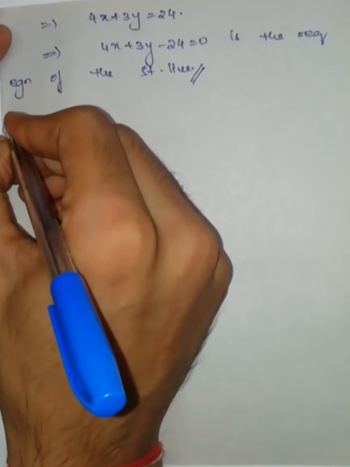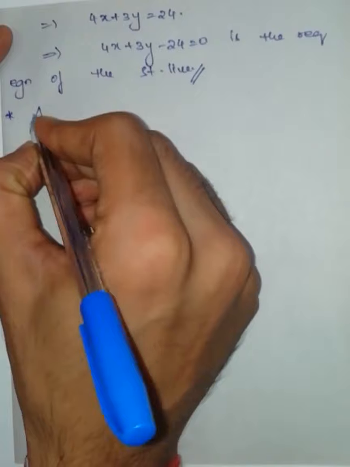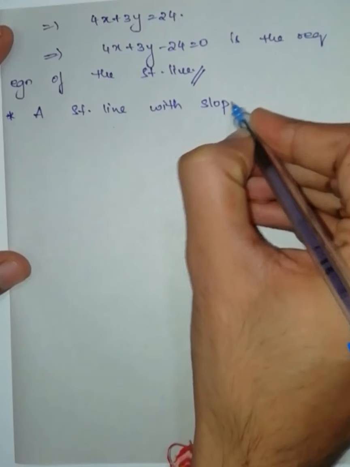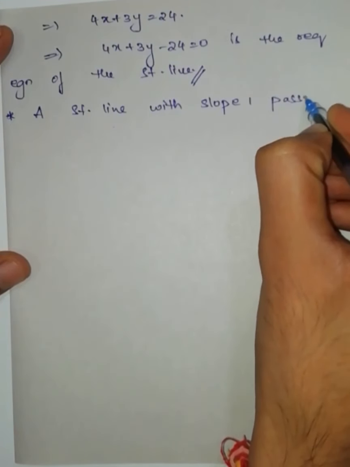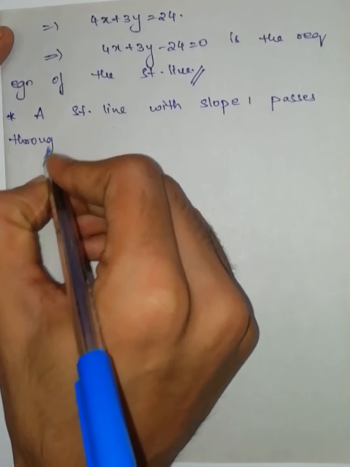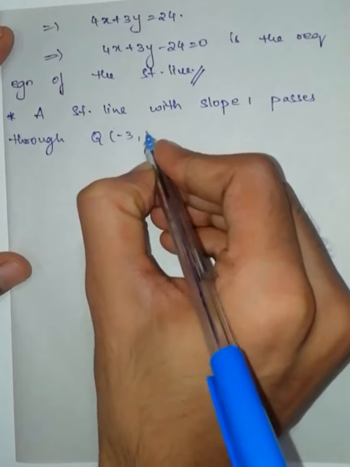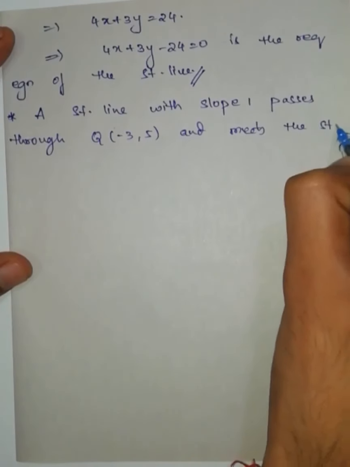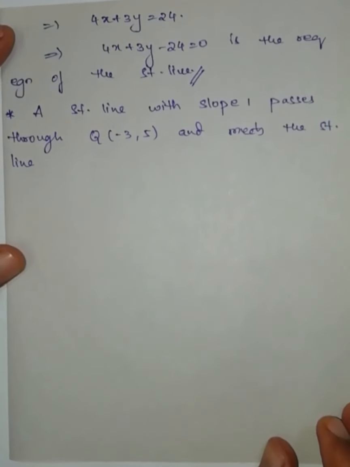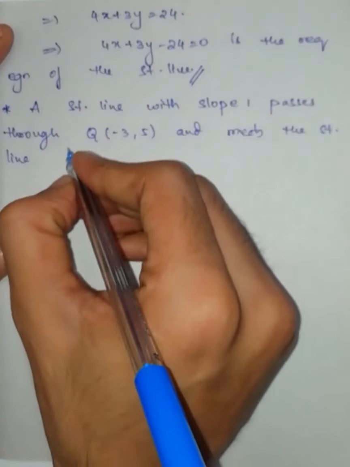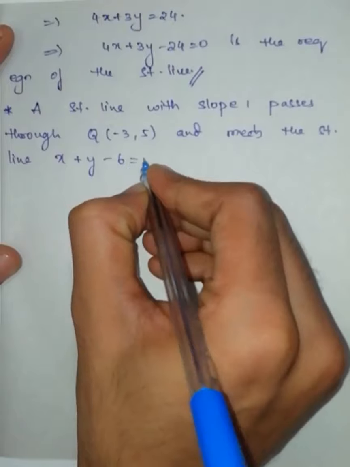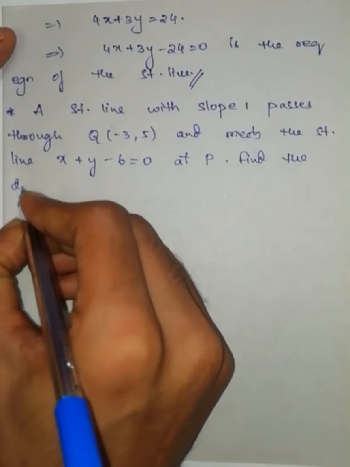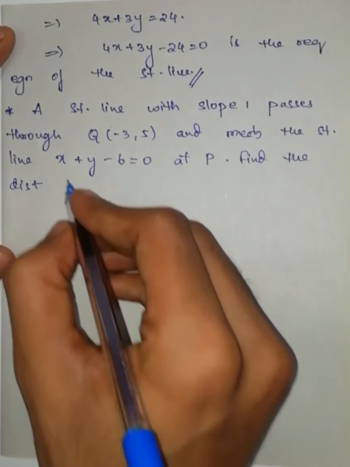Next problem. A straight line with slope 1 passes through Q of minus 3 comma 5 and meets the straight line x plus y minus 6 is equal to 0 at P. Find the distance PQ.